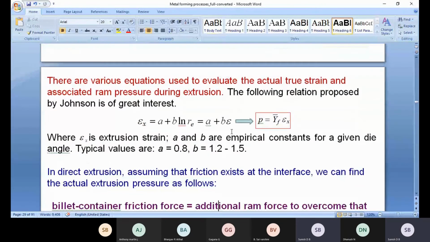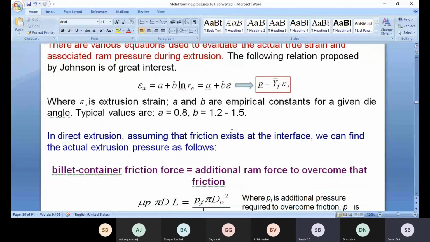Okay. These formulas they can use to find out the ram pressure as well as the maximum strain produced along the x direction. So next, in direct extrusion, assuming that friction exists at the interface, we can find the actual extrusion pressure. In the direct extrusion process the friction exists at the interface. We can find out the actual extrusion pressure by using this particular formula.